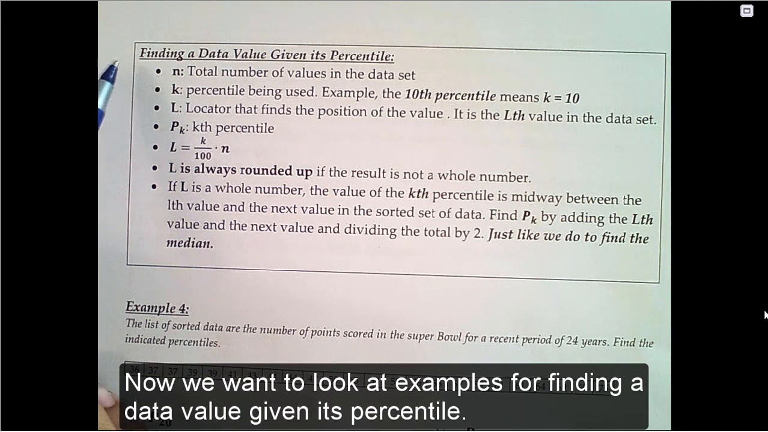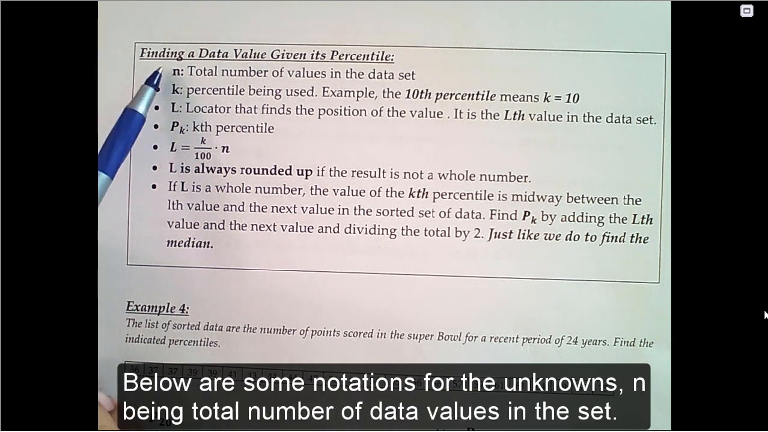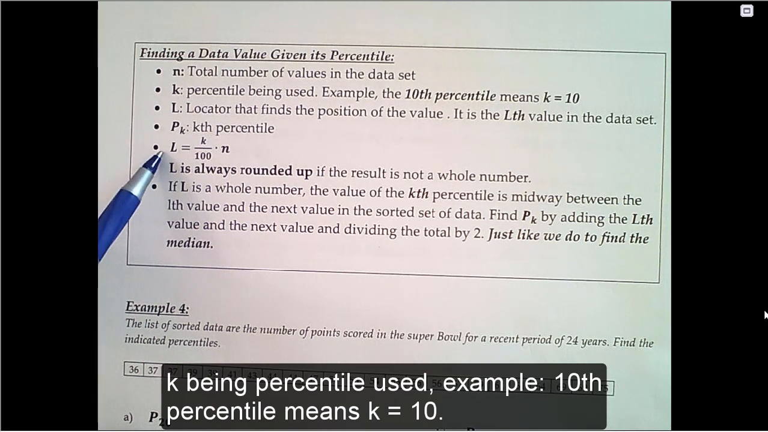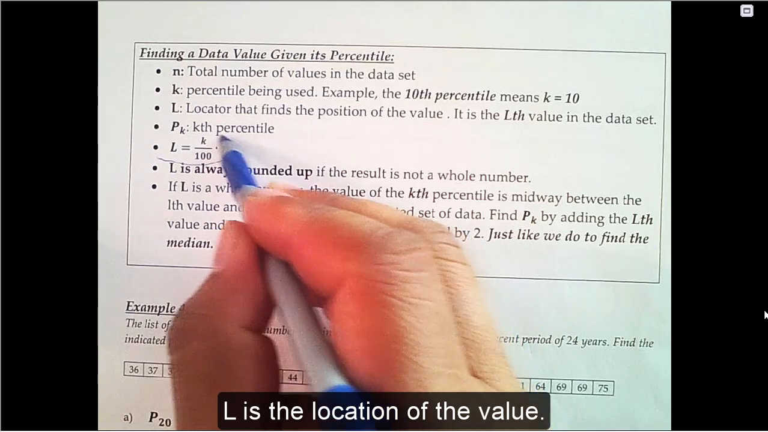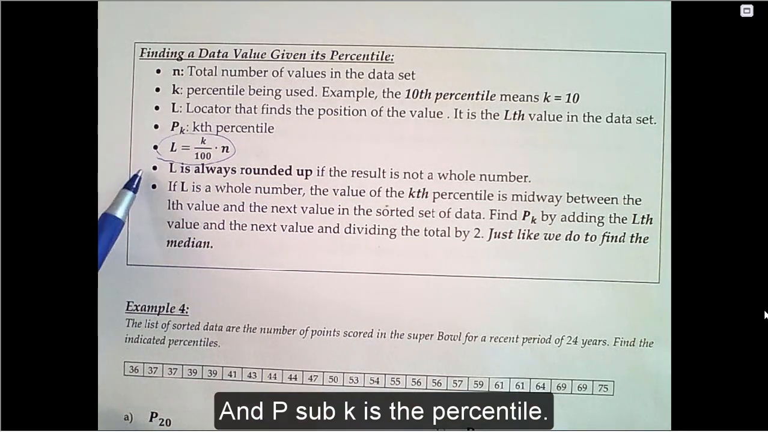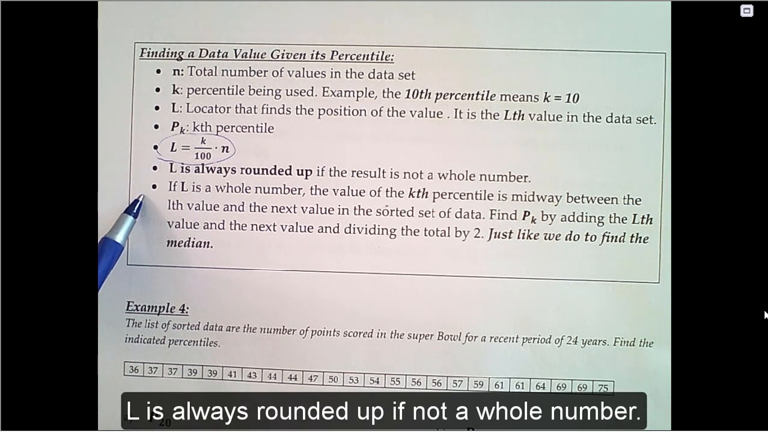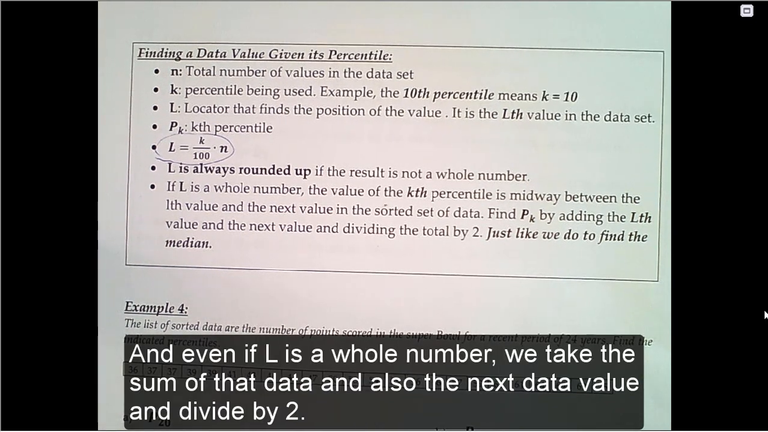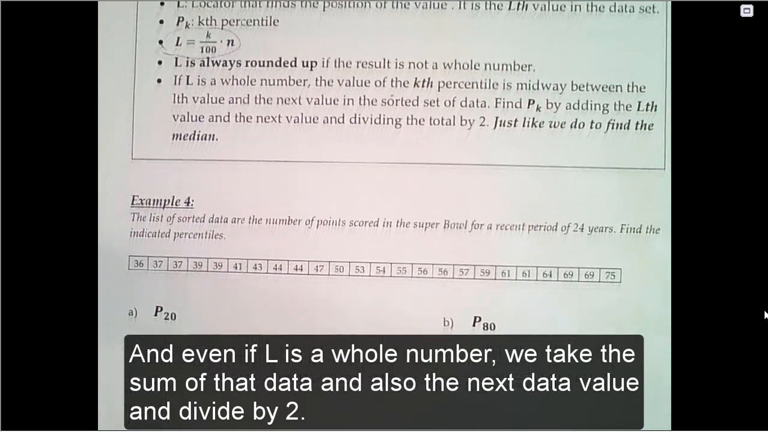Now we want to look at examples for finding a data value given its percentile. Below are some notations for the unknowns, n being total number of data values in the set. K being percentile used, example, 10th percentile means k equals 10. L is the location of the value, and P sub k is the percentile. L is always rounded up if not a whole number. And even if L is a whole number, we take the sum of that data and also the next data value and divide by 2.